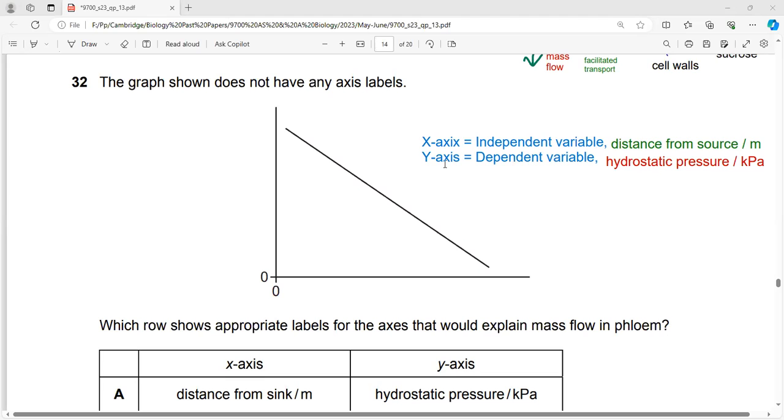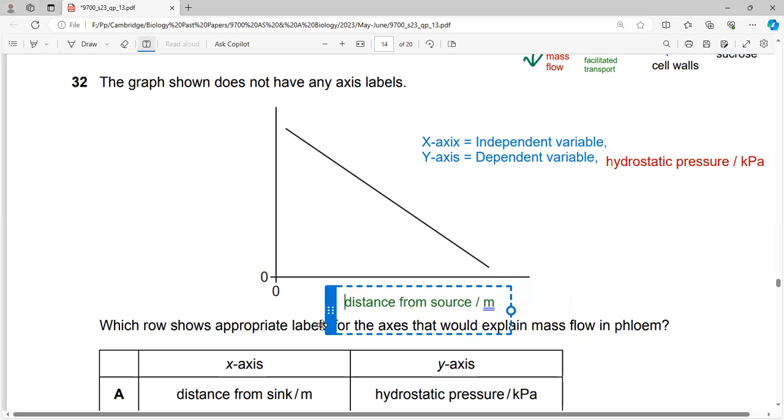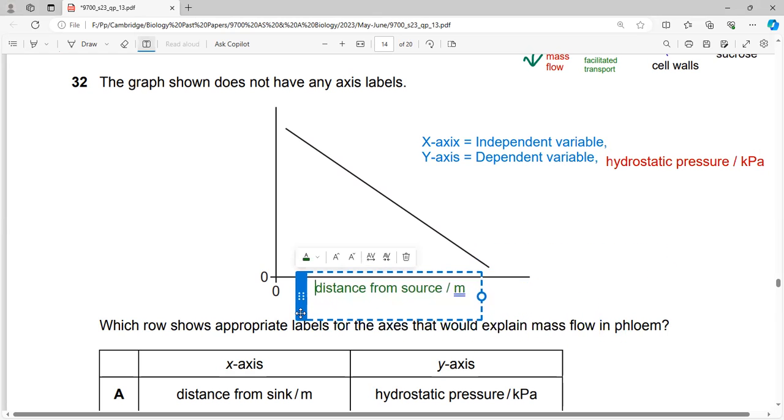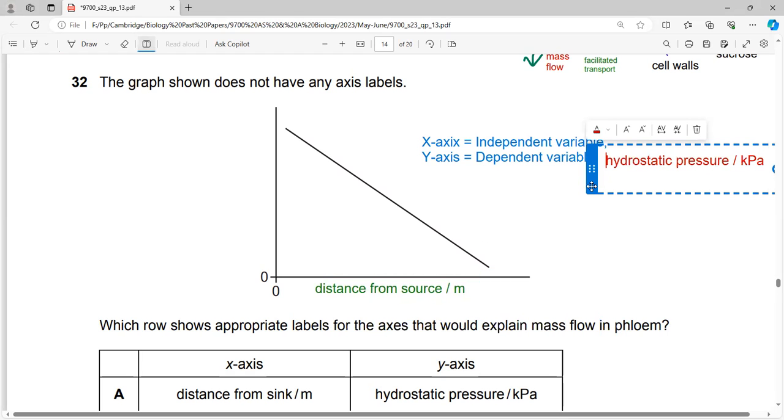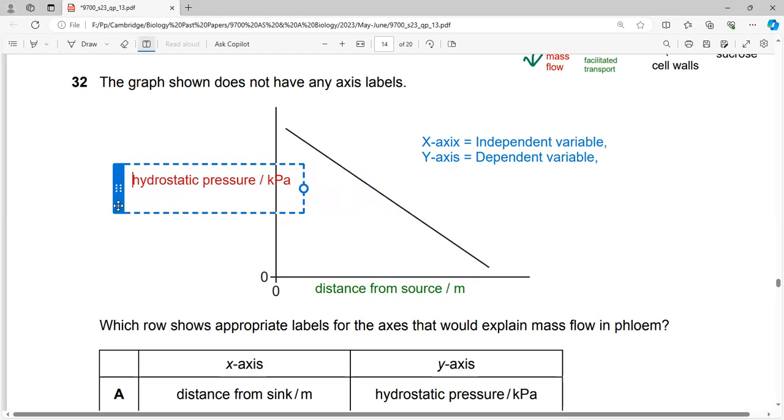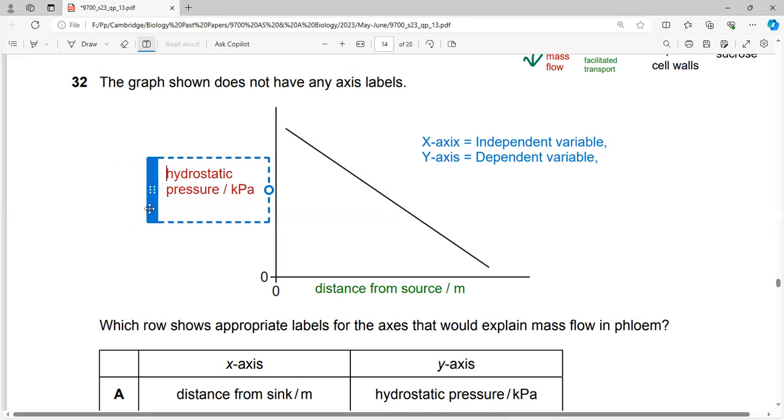What about along the y-axis? We put the dependent value there. Along the x-axis, the independent value is the distance, so we put the distance along the x-axis. What about along the y-axis? That's our dependent value, so we put this value along the y-axis. Why? Because it depends on the distance.